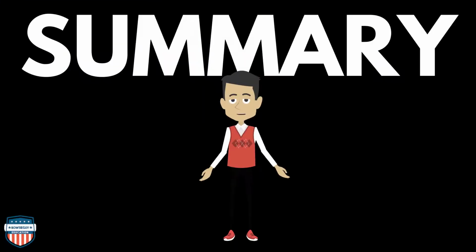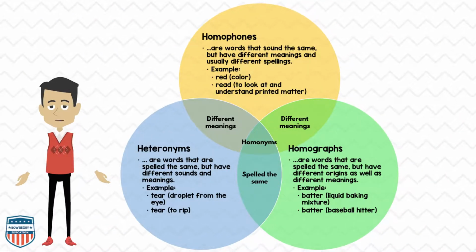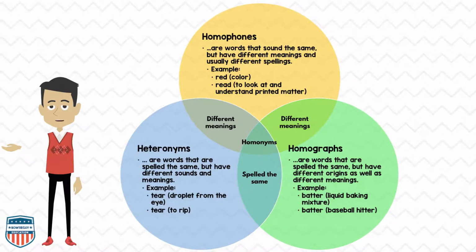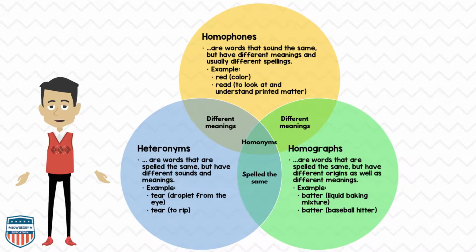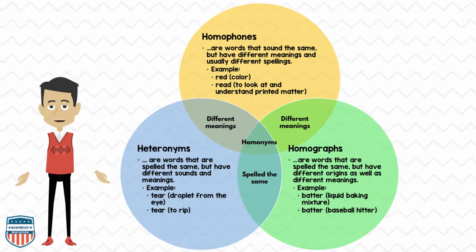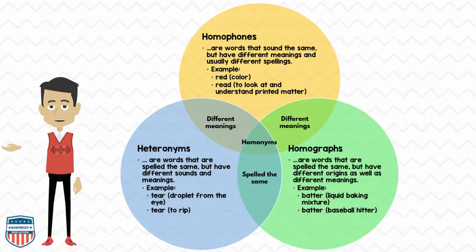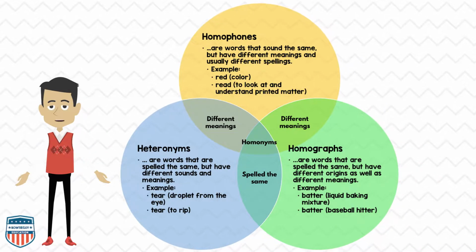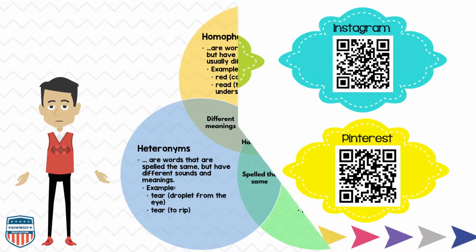Now let's summarize everything that we've learned. Homophones are words that sound the same but have different meanings. Heteronyms are words that are spelled the same but have different sounds and meanings. Homographs are words that are spelled the same but have different origins as well as different meanings. All of these have in common one thing. They're all homonyms. Thank you so much for watching.